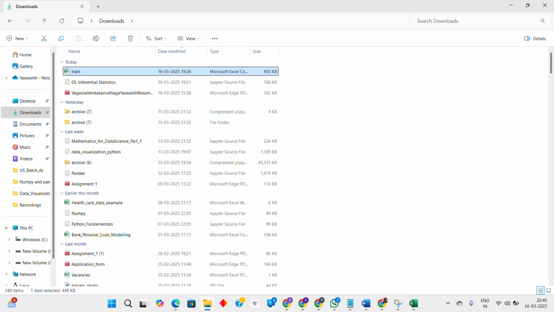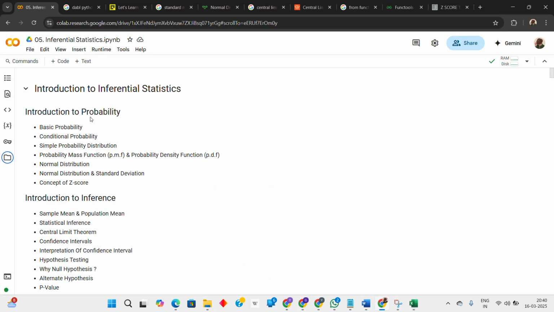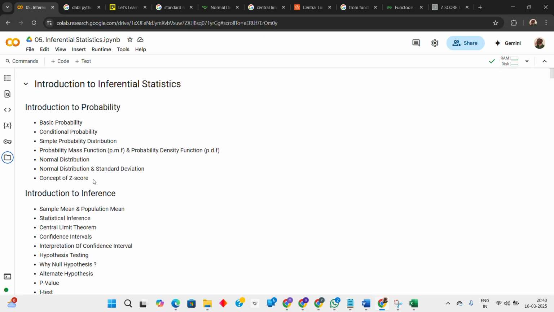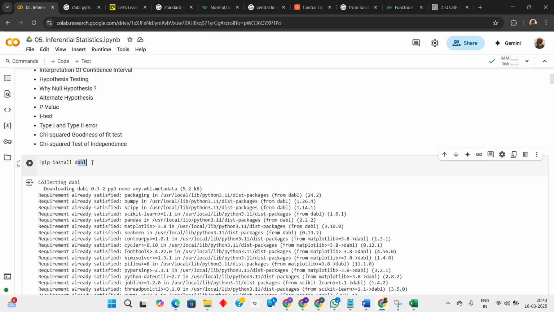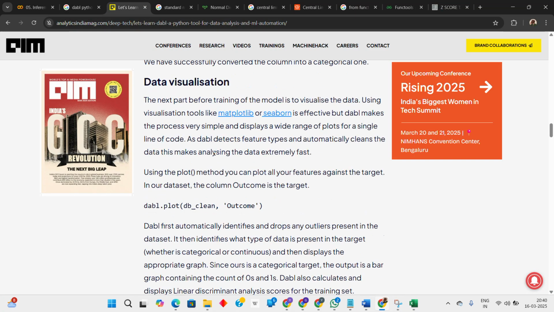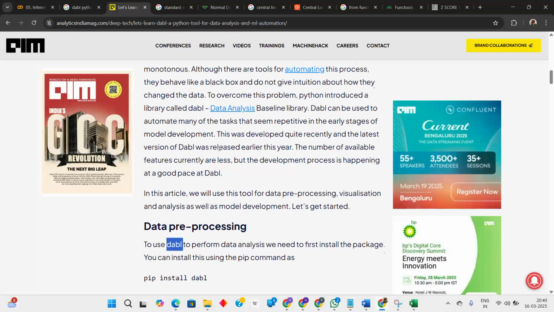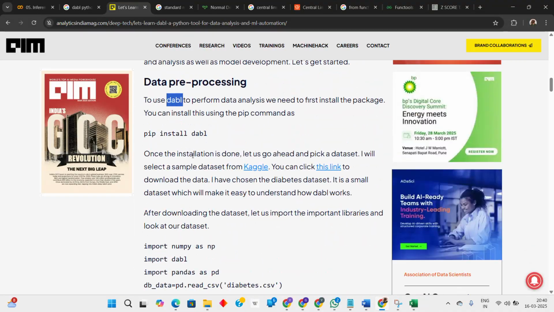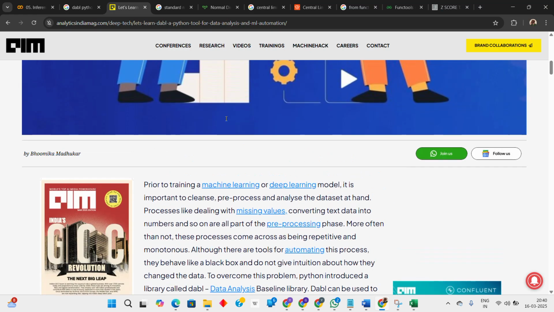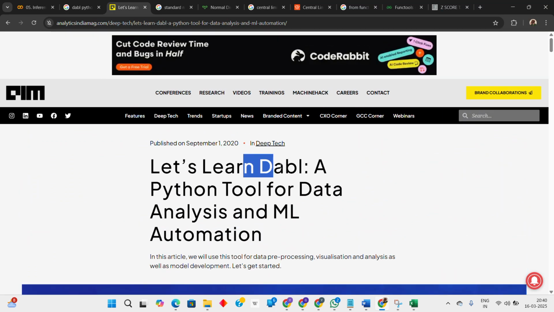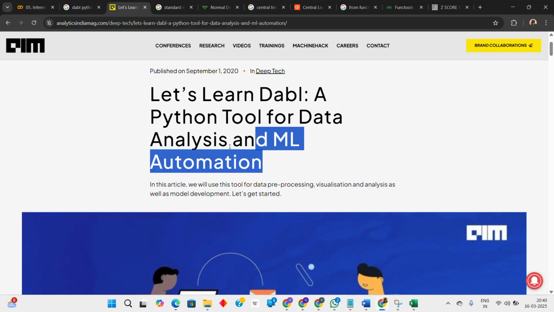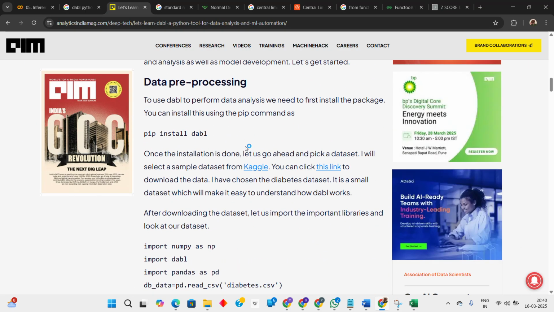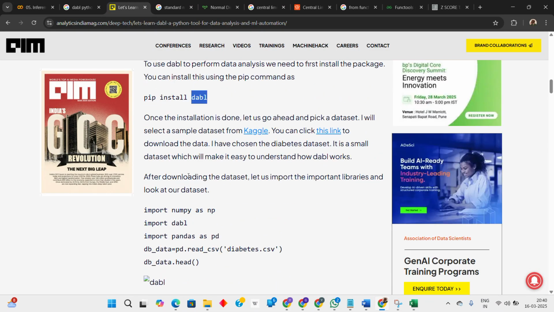Okay, now let's get back to our statistics part. In this session, a new library is also going to be introduced to you, that is called DABL. A few people use this, that is why I wanted you to learn this also. You can see what this DABL is. The DABL library is a Python tool we use for data analysis and also for ML automation. People use DABL, but you see this library very rarely. But anyway, it is an added advantage if you have it.